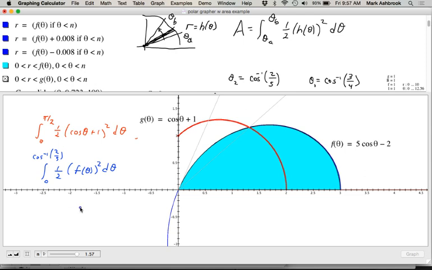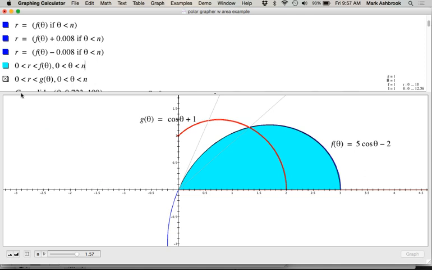And so whether you write the actual rule or use function notation, it's the same, right? So here we could have put g of theta there. Here we could have written 5 cosine theta minus 2. Questions on that one?